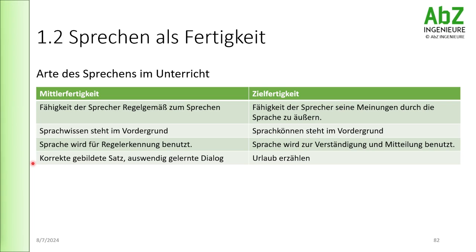The final point in mittlerer Fertigkeit is that you must always have a correct formulation of the sentence. You can learn dialogues by heart and then repeat them. No customization required. Whereas a Zielfertigkeit typical example is you express in your own words with the Sprachkenntnisse which you have, about your experience, be it Urlaub, Busfahrt, application form, buying a house or renting a house, etc.